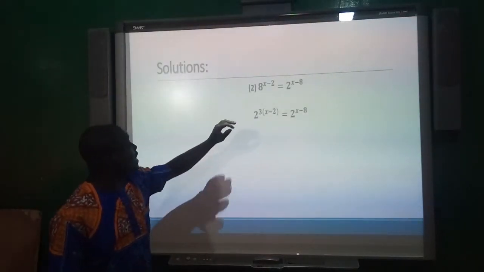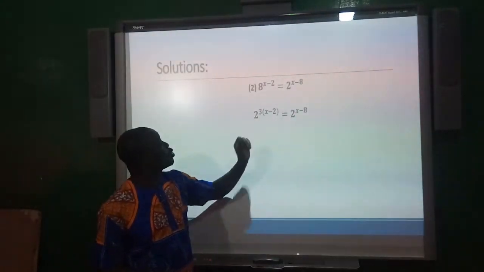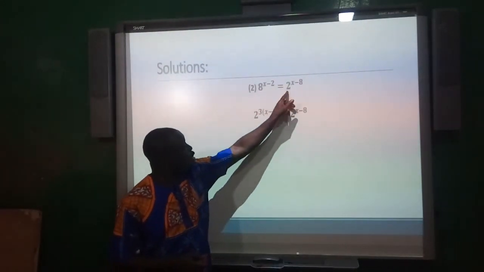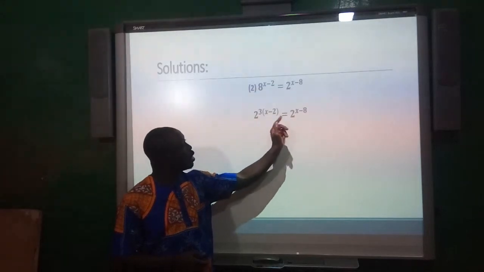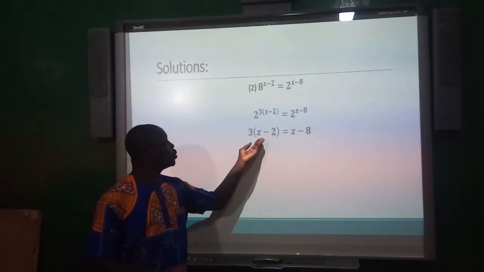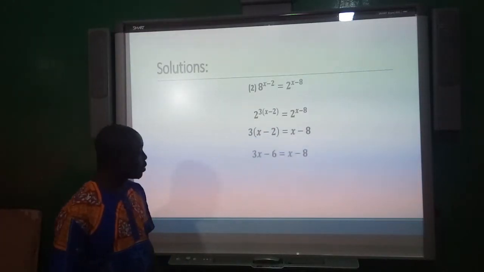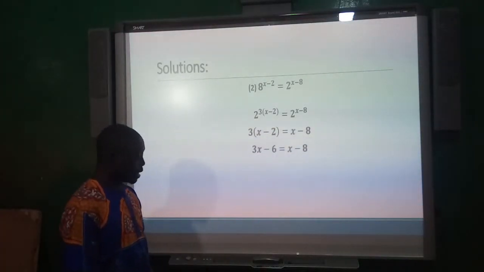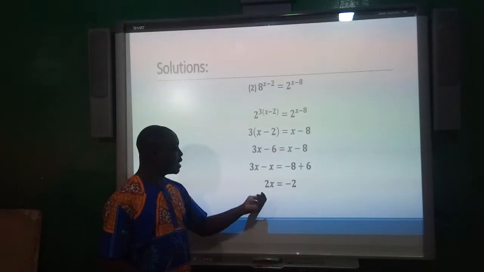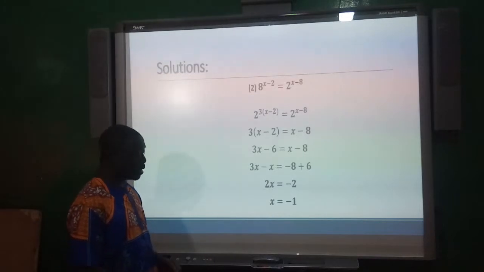Fine. So what is 8? 8 is the same as 2 raised to power 3, because the other base is 2. So this 3 is multiplying the exponent also over here. Now these two bases are the same, 2 and 2. So you equate the exponents. So we have 3 going into x minus 2 is equal to x minus 8. Then you solve this simple equation. You bring the bracket, group like terms, combine the like terms, and then divide both sides by the coefficient of the variable, and get x is equal to negative 1. Let's look at question number 3.